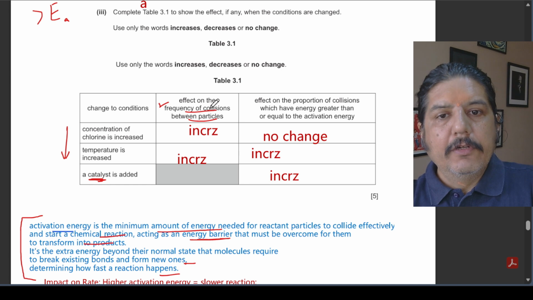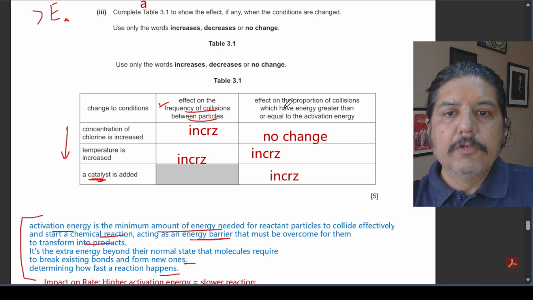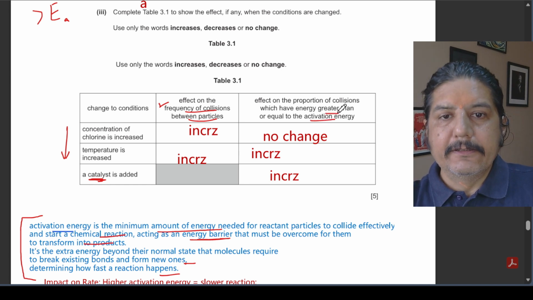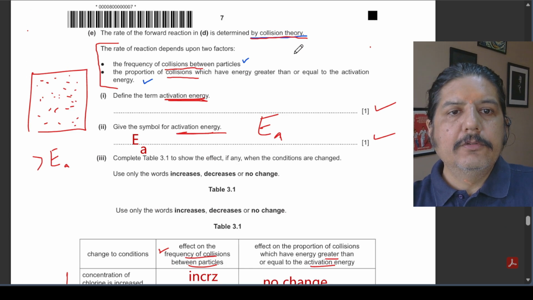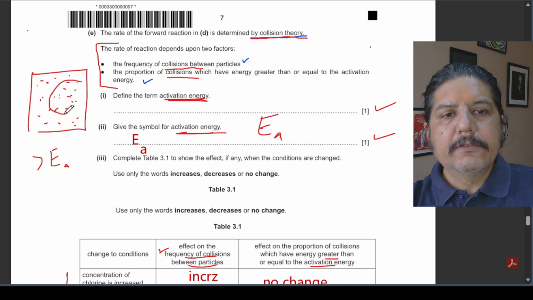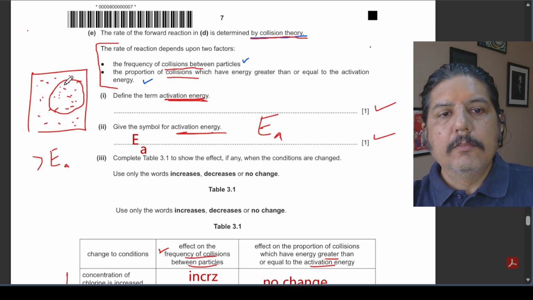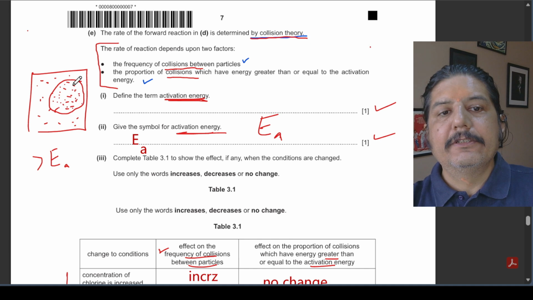Effect on the frequency of collision between the particles. Effect on the proportion of collisions which have energy greater than the activation energy. So this is what I was trying to tell you, that there might be only a certain proportion of the molecules which will have an energy greater than the activation energy.